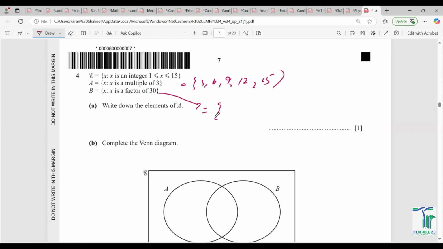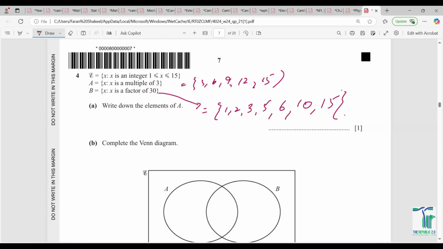Factor of 30, what will you have? 1, 2, 3, 5, 6, 7 is not there, 8 is not there, 9 is not there, 10, right? And then you have got 15. So these are the factors of 30. Write down the elements of A. We've got the elements of A, which are the multiples of 3, right?